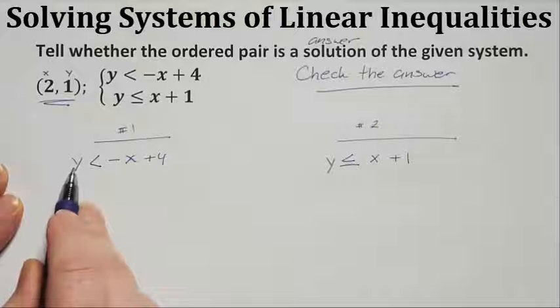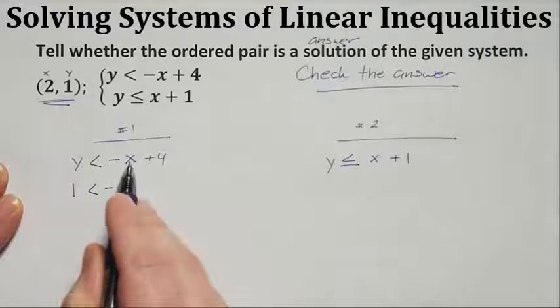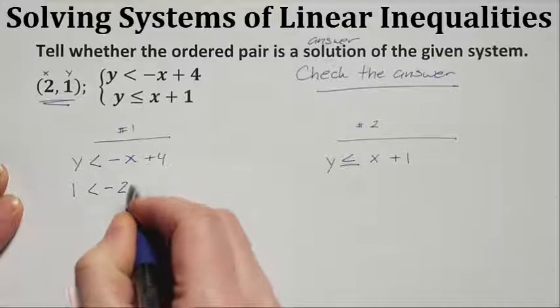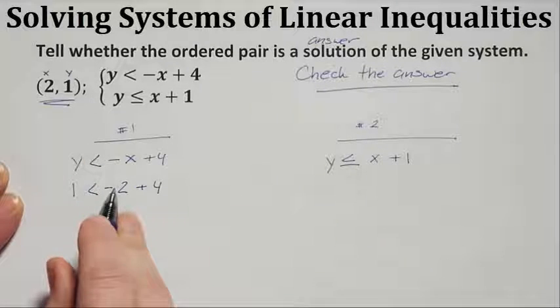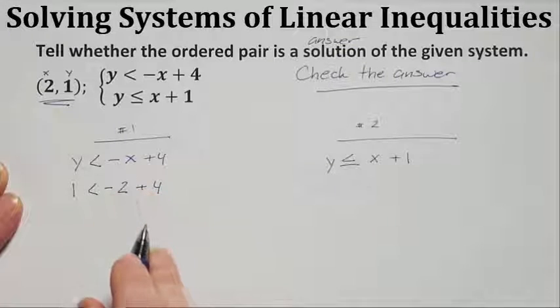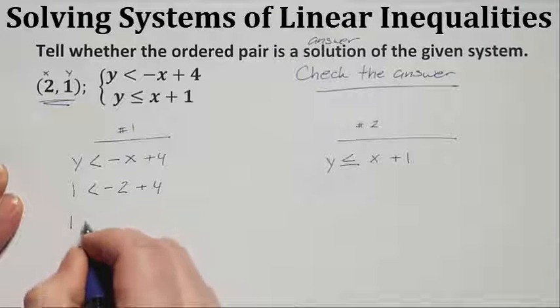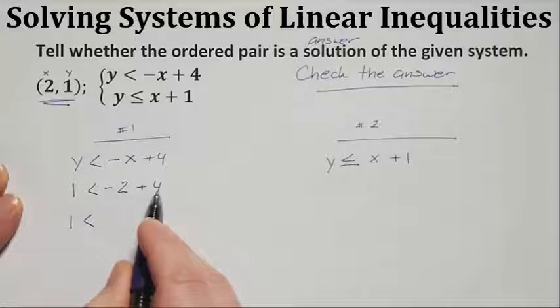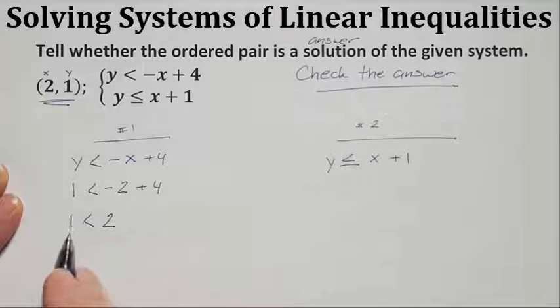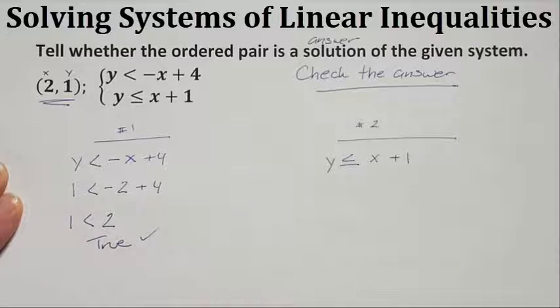So equation number 1, I need my y. My y was 1, is less than. I need the negative of whatever x is. X is 2, and I'm supposed to add 4. You're trying to prove, which means the left needs to be worked down till it's one number, and the right needs to be worked all the way down till it's one number. So 1 is already a 1, less than negative 2 plus 4, which is a positive 2. Now you need to test to see if this statement is true. Is 1 smaller than 2? Yes, 1 is smaller than 2. This is a true statement, so it works for number 1.